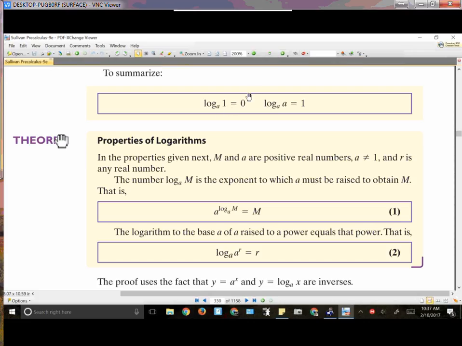Log base A of 1 is 0. Remember, anything to the 0 power is what? 1. These rules are coming from what happens when you have it in exponent form. Log base A of A is 1. That's just what it is. Now, if you think about it, what's A to the first power?